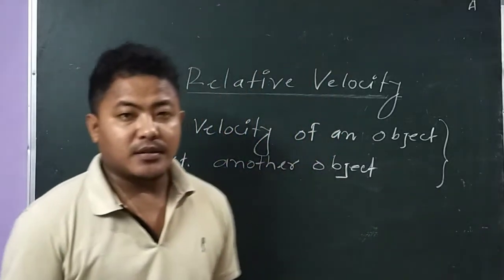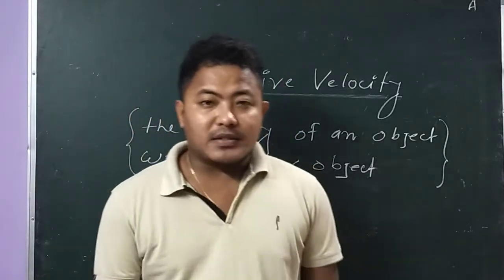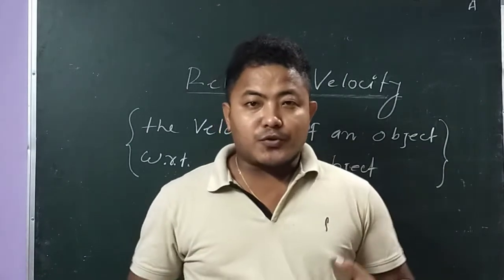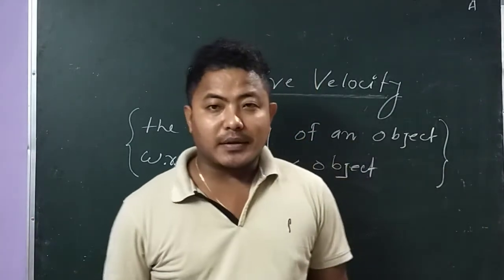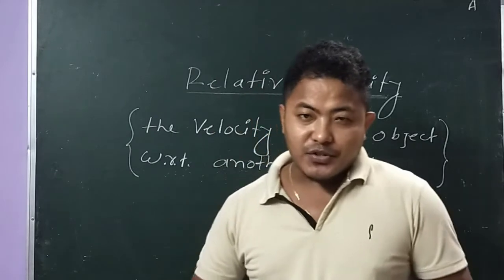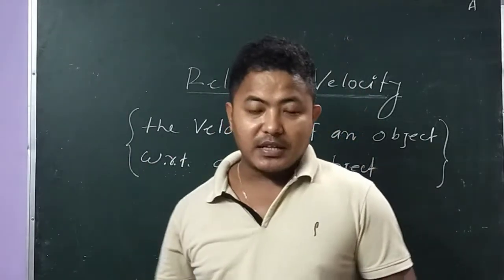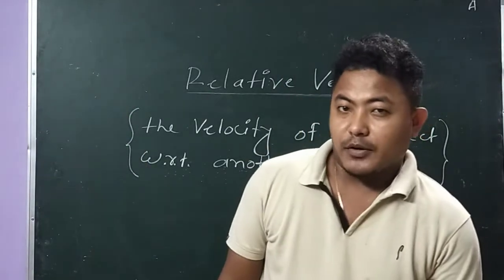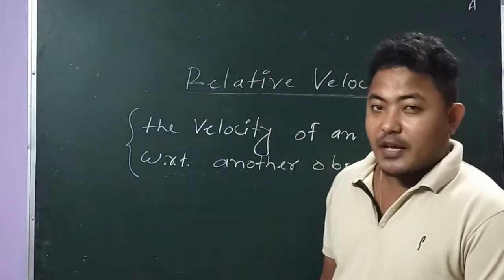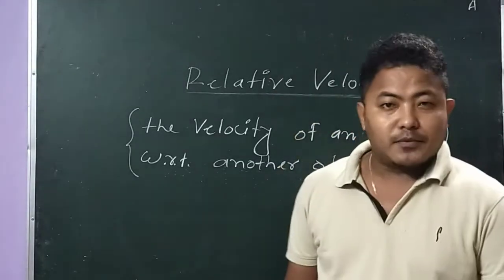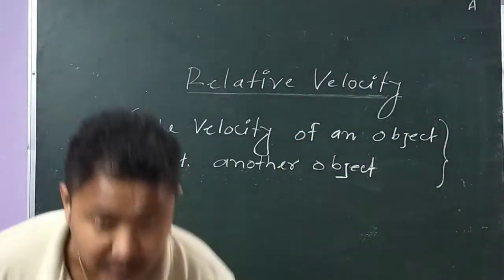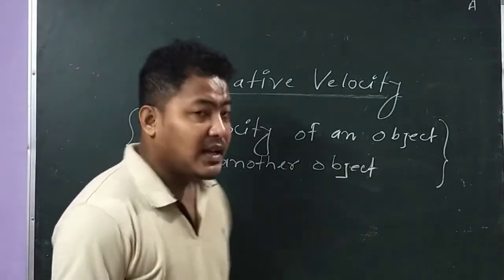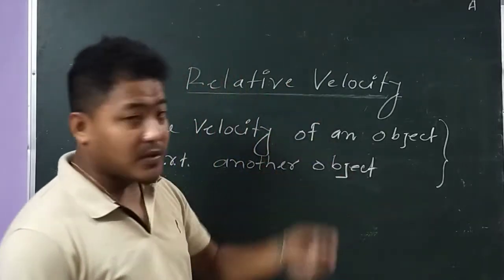Have you got it? Suppose I am standing in a bus and you are standing in a bus. My bus is running, your bus is also running. If I compare my velocity with respect to your velocity, then that will be the relative velocity of me with respect to you. In this class we will try to understand this concept with the help of many examples. So write down this topic: relative velocity, the velocity of an object with respect to another object.